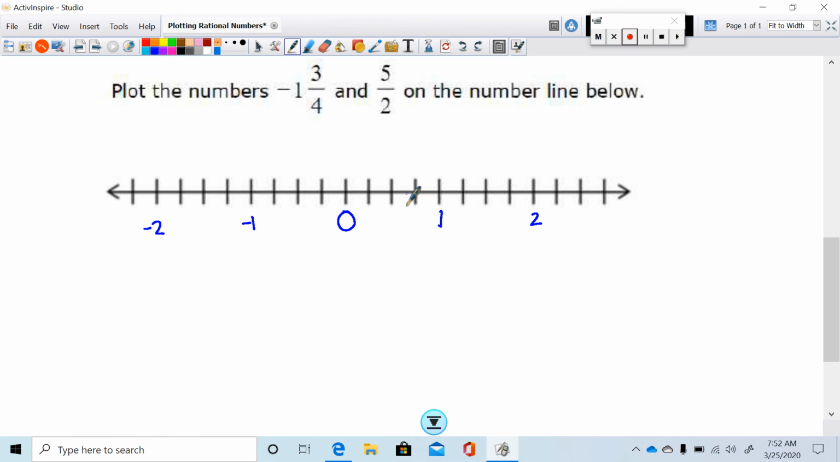Count the number of spaces between 0 and 1. 1, 2, 3, 4. You want that to be your denominator. So this one's ready to go. You start at -1 and move to the left because it's negative, move to the left 3. 1, 2, 3. And then this one's not ready to go yet.